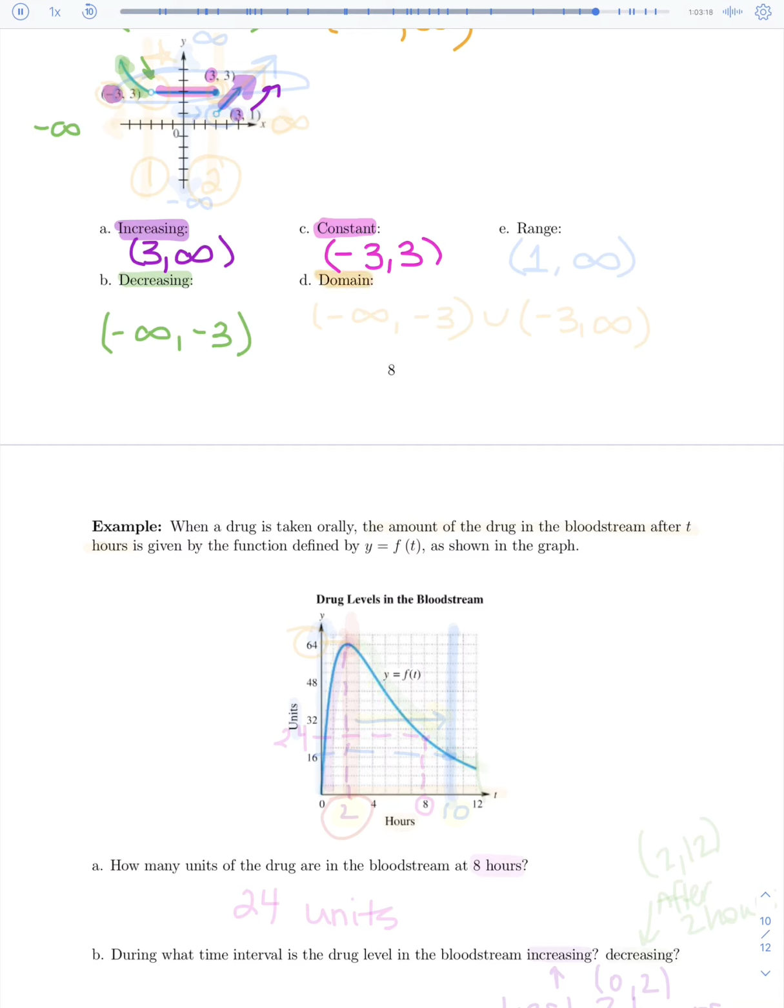Next one, domain. We're going to be looking at our graph from left to right. If you actually read your graph from left to right and you look at its domain and ask, where do I have a graph? There's only 2 possible problem spots. The first problem spot is where we've got our hole, and the next problem spot is where we have what's called a jump.